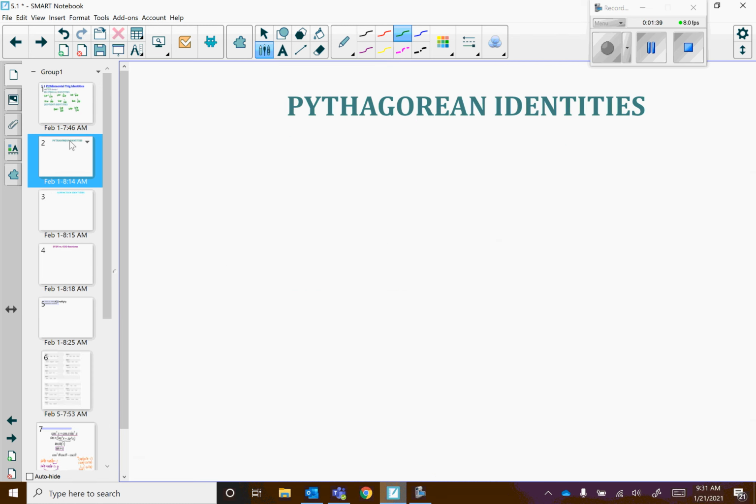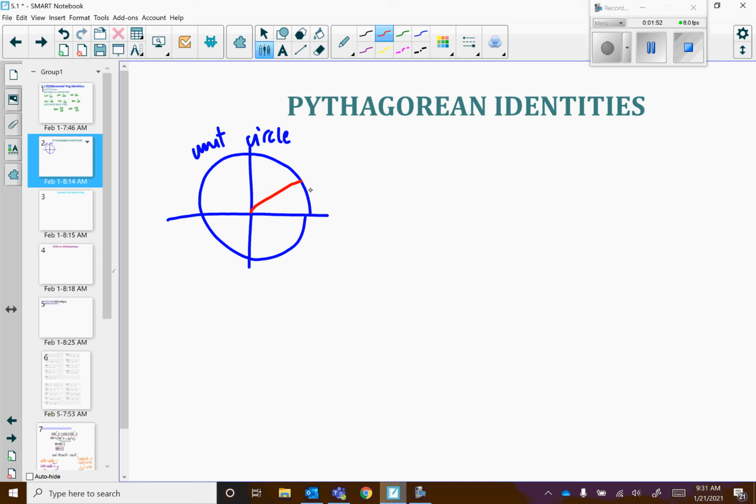The next identities are known as the Pythagorean identities. And if we think for a moment about our unit circle, we remember that any triangle on this unit circle has a radius of 1. Well, the unit circle has a radius of 1, which means this triangle has a hypotenuse of 1. Any point on this circle is the point cosine of that angle, sine of that angle, which means then that the x value is cosine and the y value is sine.